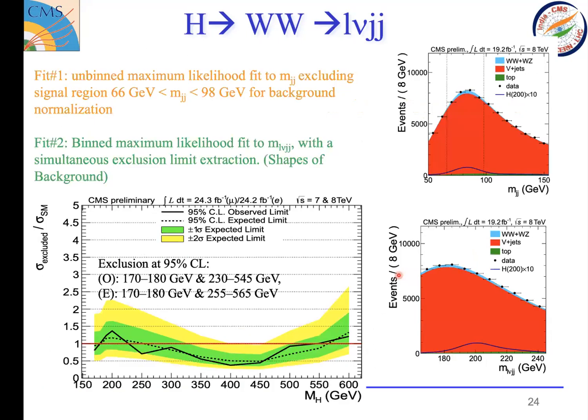Next was to do first the unbinned maximum likelihood fit in the dijet mass, excluding of course the signal region, for background normalization. And then that was used as an input to the L nu JJ mass, which is now shown on the bottom, which was used for getting the shape of the background, but also for getting the exclusion limit. And the exclusion limit is now shown on the bottom left, which is quite good: 170 to 180 GeV, and then from 230 GeV to 545 GeV in the entire data set.